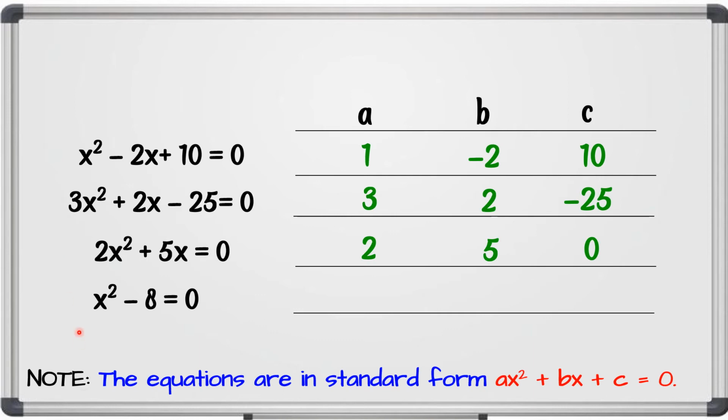And last example, x squared minus 8 equals 0. Here there's no linear term. So a is equal to 1. Next, there's no linear term, so b is equal to 0. And the constant term is negative 8. Note that the equations given are all written in standard form. The standard form of quadratic equations is ax squared plus bx plus c equals 0.